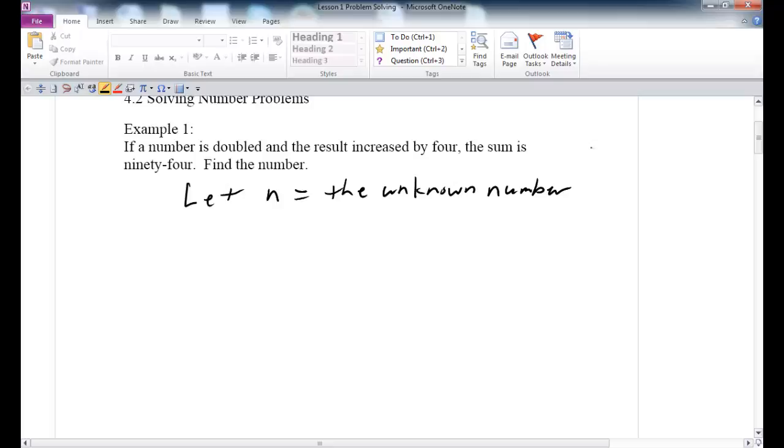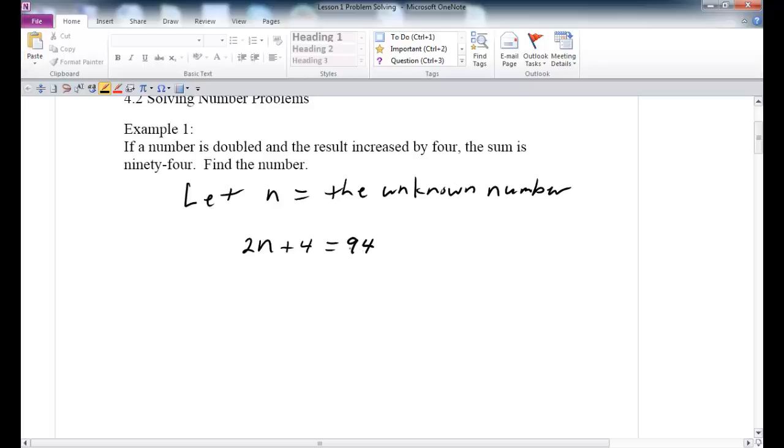So now we have if a number N is doubled. All right, so to double a number, we're going to multiply it by 2. So we have 2N. And the result is increased by 4. Increase, you can tell, is addition. We're going to increase that by 4. The sum is 94. Whenever you see is in one of these problems, that's an equal sign. So we're going to have equals 94.